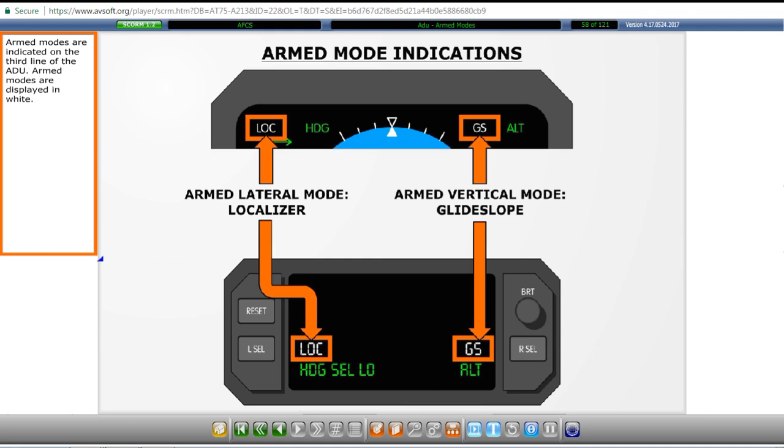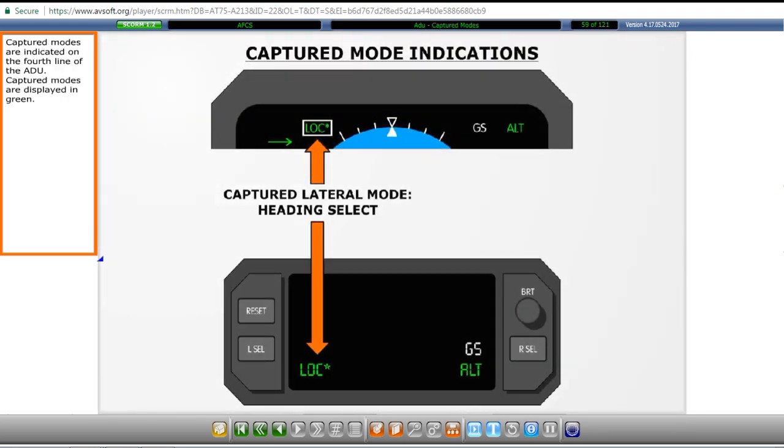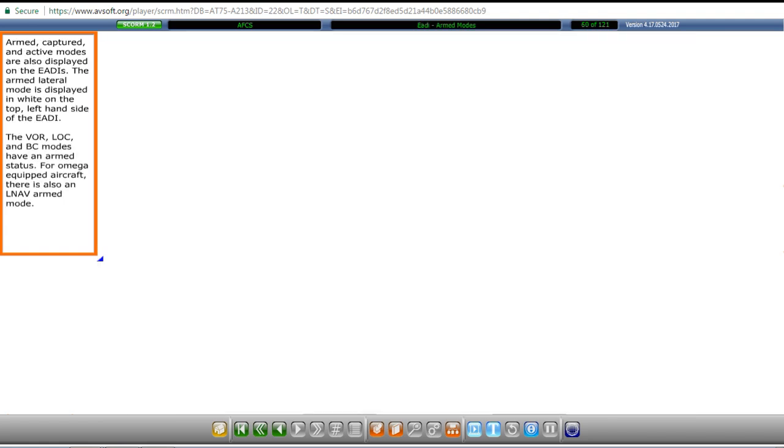Armed modes are indicated on the third line of the advisory display unit. Armed modes are displayed in white. Captured modes are indicated on the fourth line of the advisory display unit. Captured modes are displayed in green.